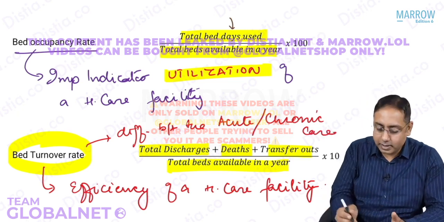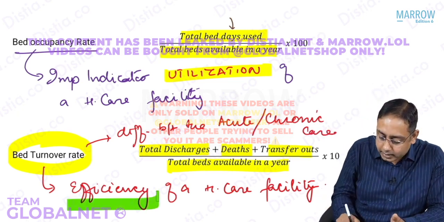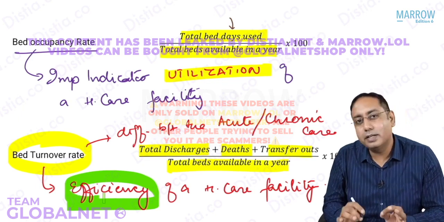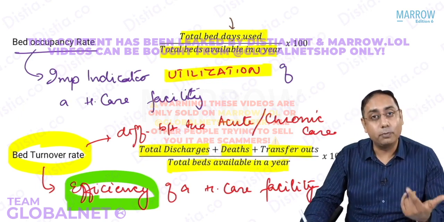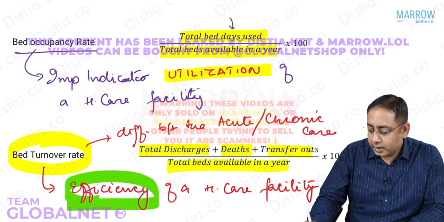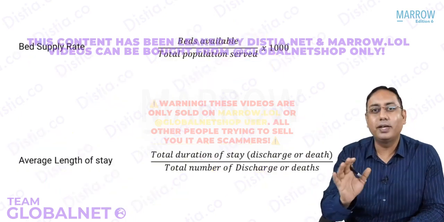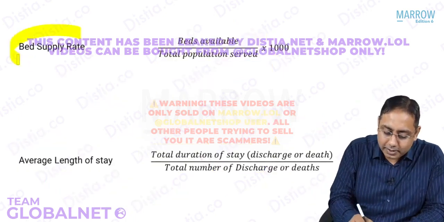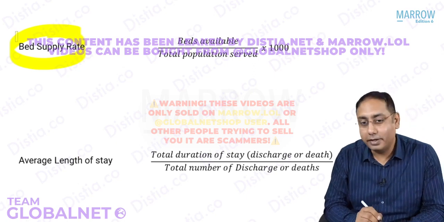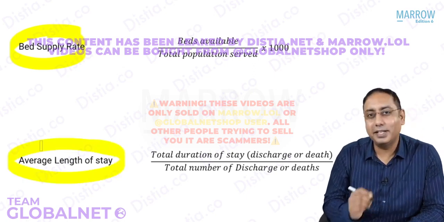So already they had asked what is bed turnover rate, beta? It is a utilization indicator, but it is important from the efficiency point of view. Beyond this, the next similar looking indicators can also be asked in your exam. What do you mean by the bed supply rate? And what is average length of stay?